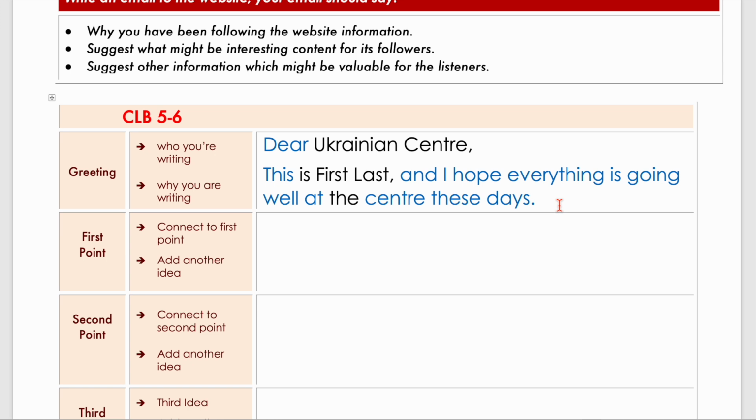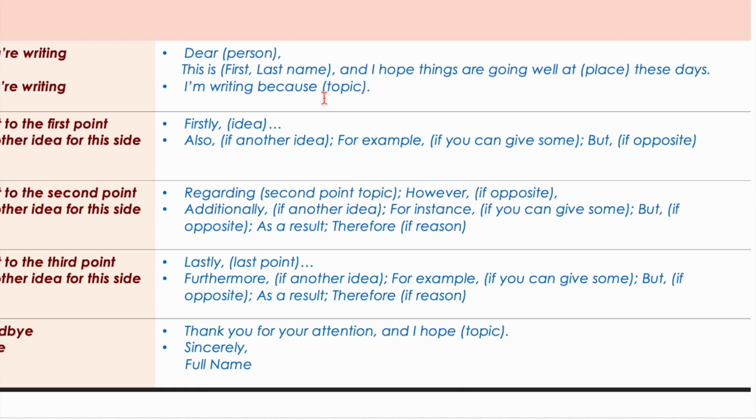Dear Ukrainian Center. Okay, this is first, last, and I hope everything's going well at the center these days. So the Ukrainian Center website. I remember we were looking at this one in class and it was called the Ukrainian Center. So we can still address the name of the organization or the website. So that's fine. And everything's going well at the center. Remember everyone that the blue that I'm using here, that is our structure. See right there, how I'm sequencing.